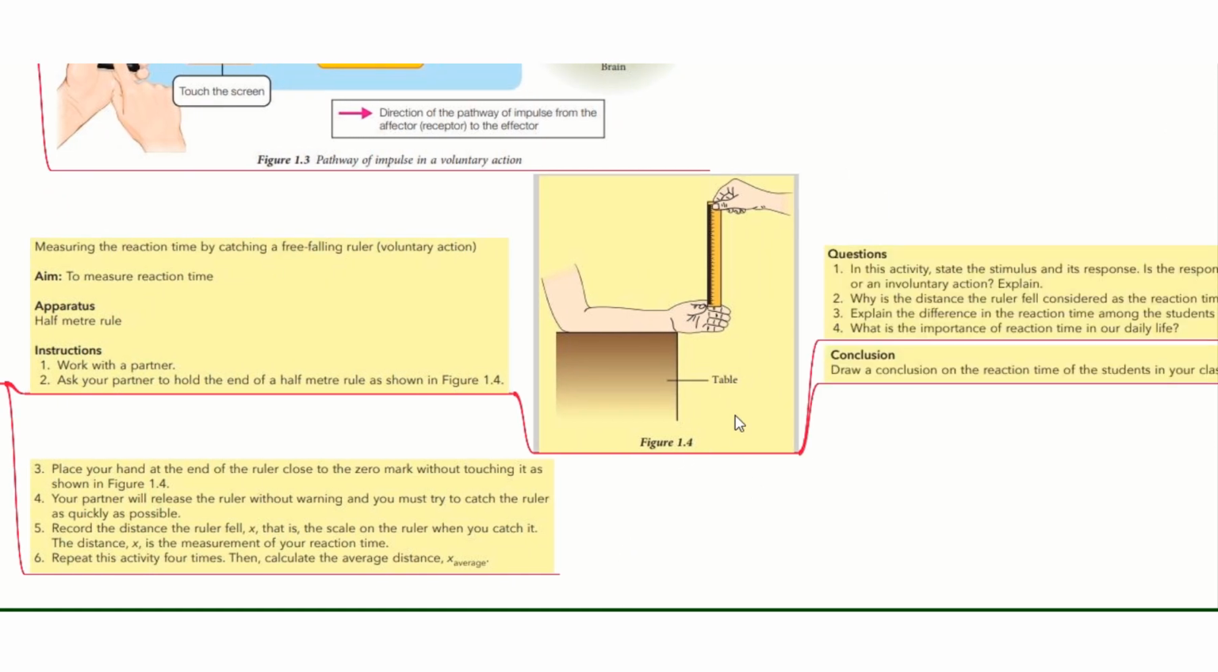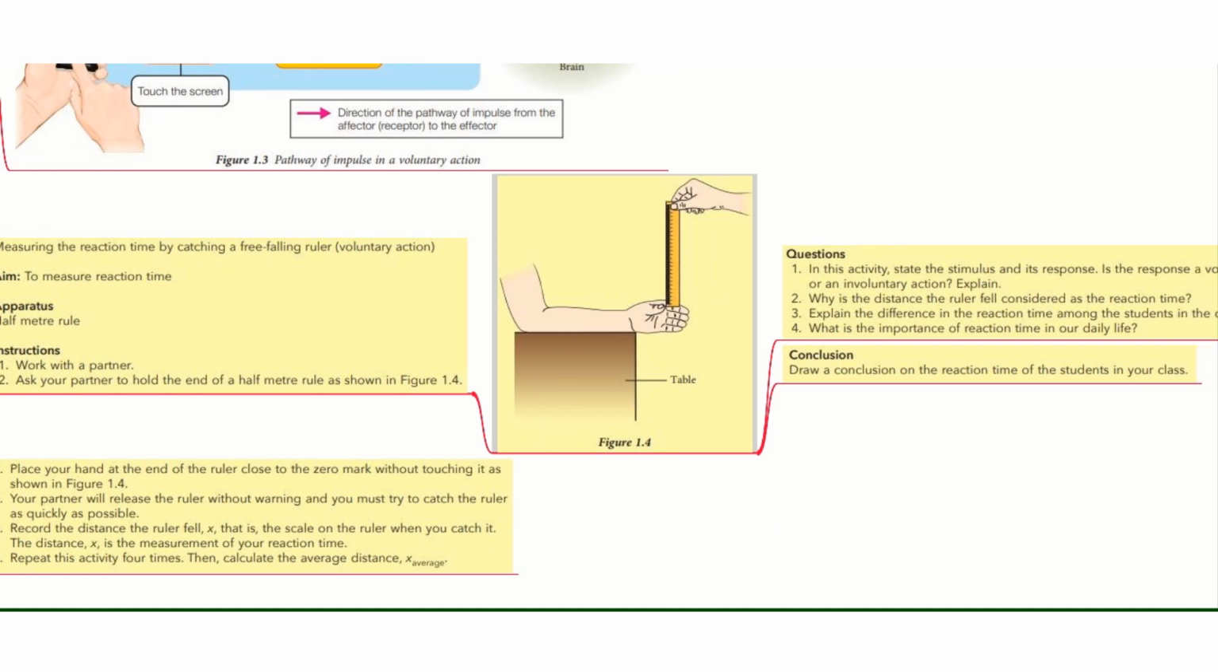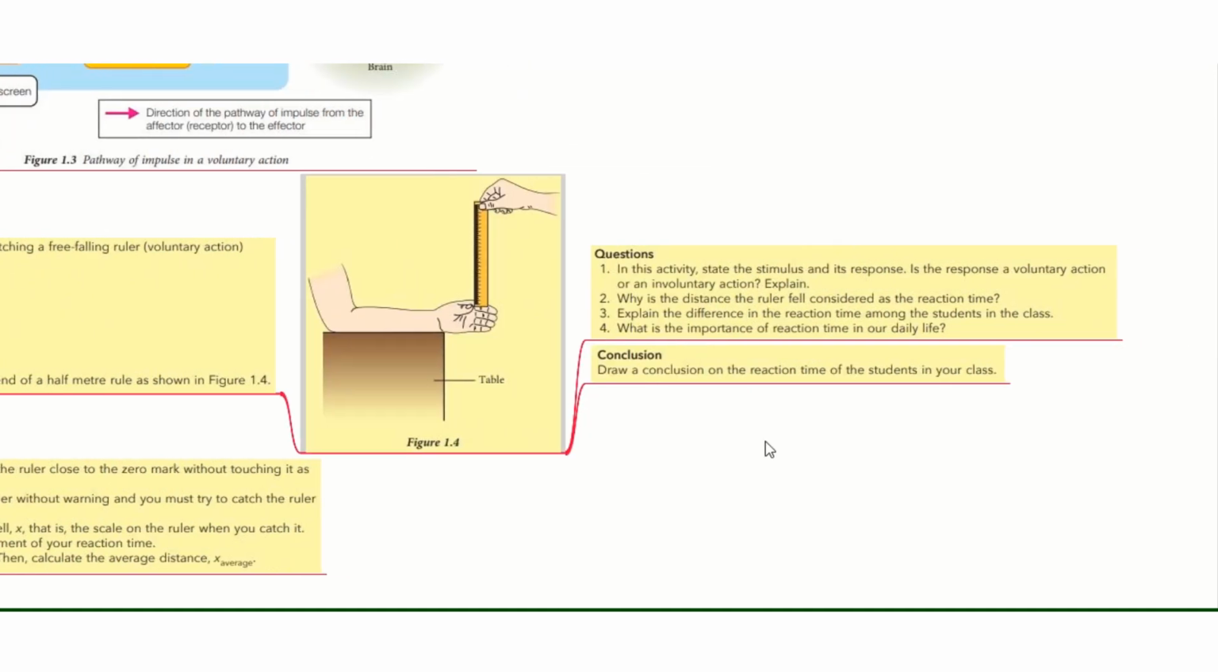Okay, and then the questions. In this activity, state the stimulus and its response. Is the response a voluntary action or an involuntary action? Explain. Number 2, why is the distance the ruler fell considered as the reaction time?